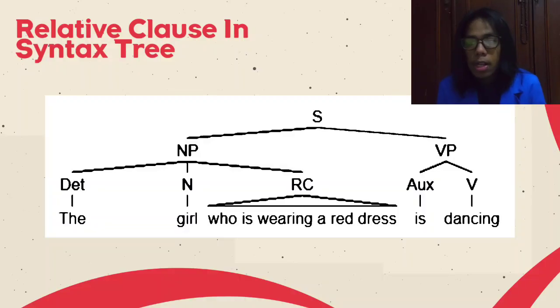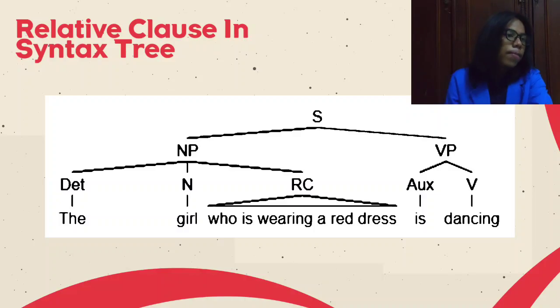As I said before, the relative clause modifies the noun. And why doesn't the relative clause break down like the other one? Because a relative clause is a dependent clause. We can use the triangle like this to mark the relative clause.